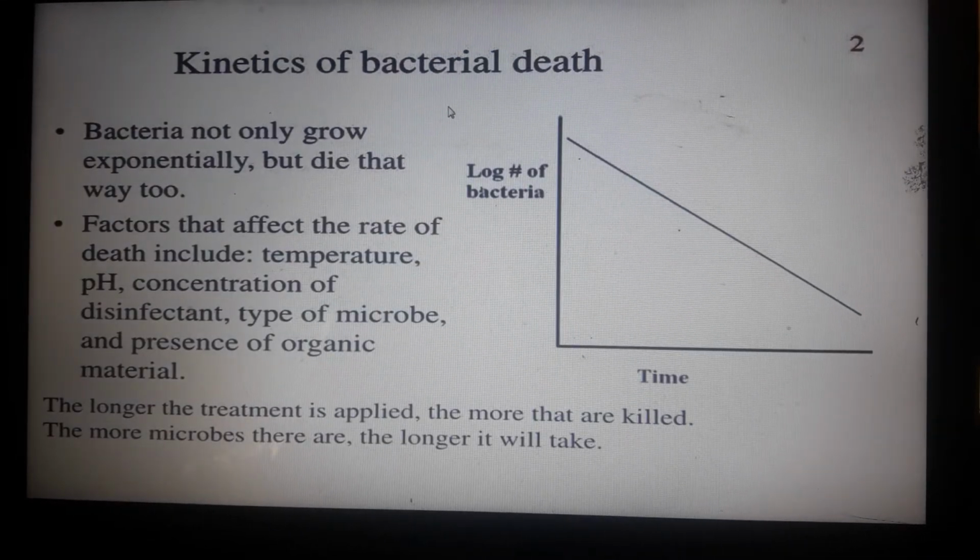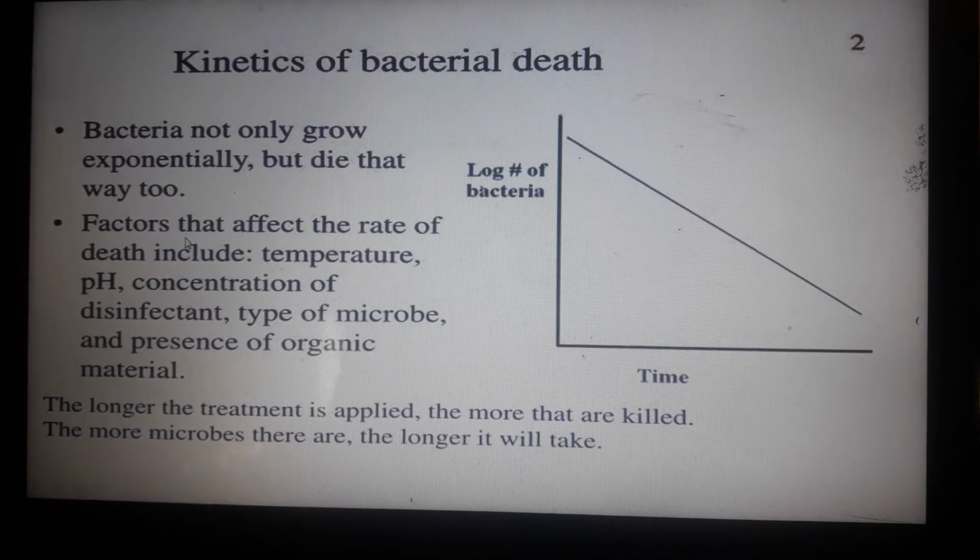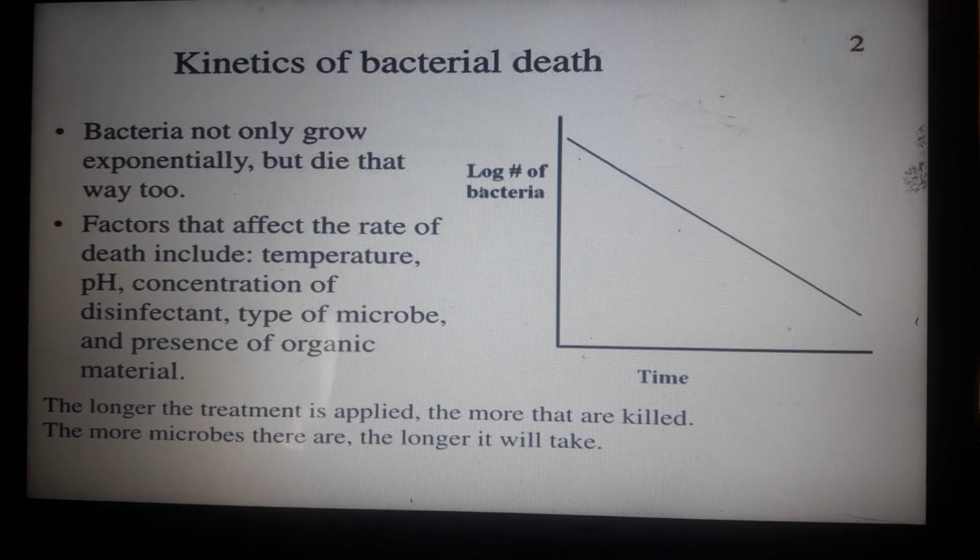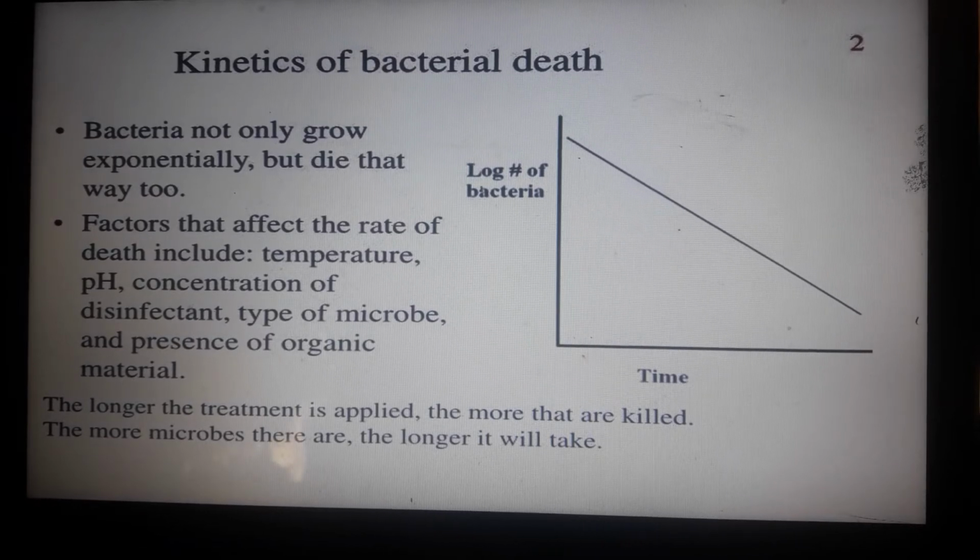So, kinetics of bacterial death. Bacteria not only grow exponentially but die that way too. The factors that affect the rate of death are not only the population but also the temperature. The higher the temperature, the faster the death of bacteria. Even pH. It depends upon the survival of the bacteria. We have acidophiles and mesophiles, right?